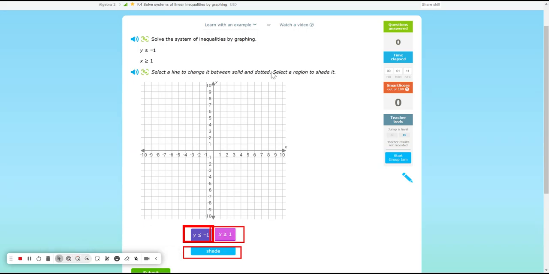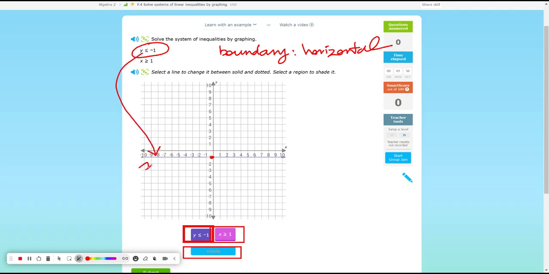Here we go. So you can see over here, for this, y less than, the boundary had to be horizontal. It's very easy to figure that out. You go and find the point -1, it's right there. It had to be horizontal. Okay, -1 horizontal. Now pay attention to the equal sign. With the equal sign, the line had to be solid. Okay, solid. We do the shading later.